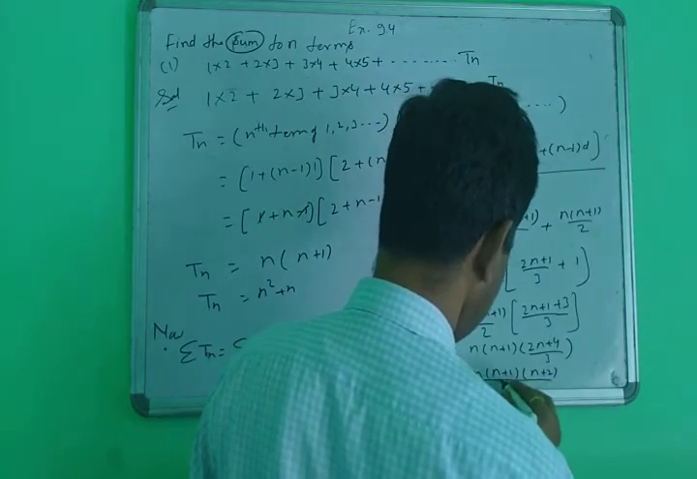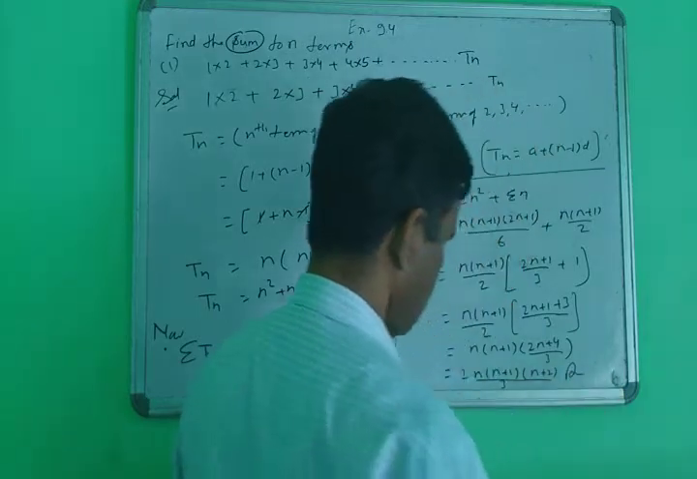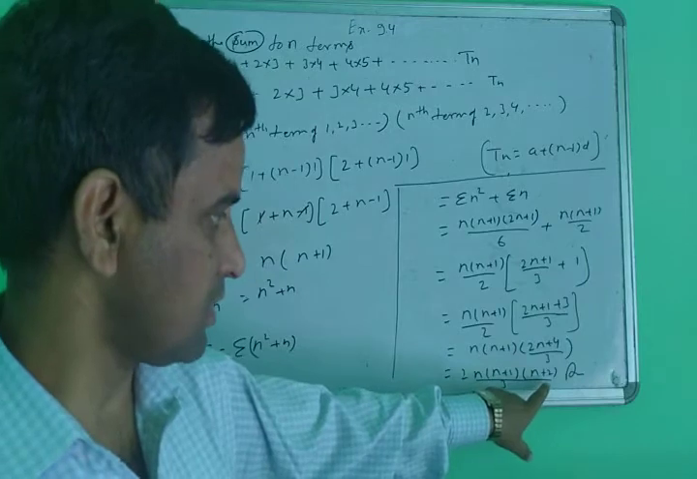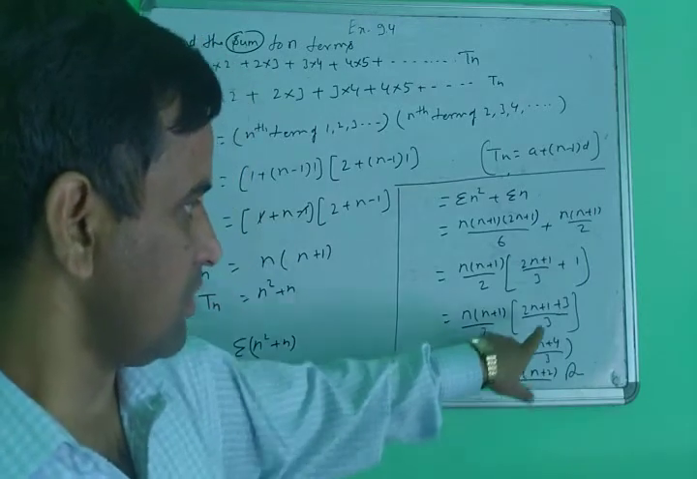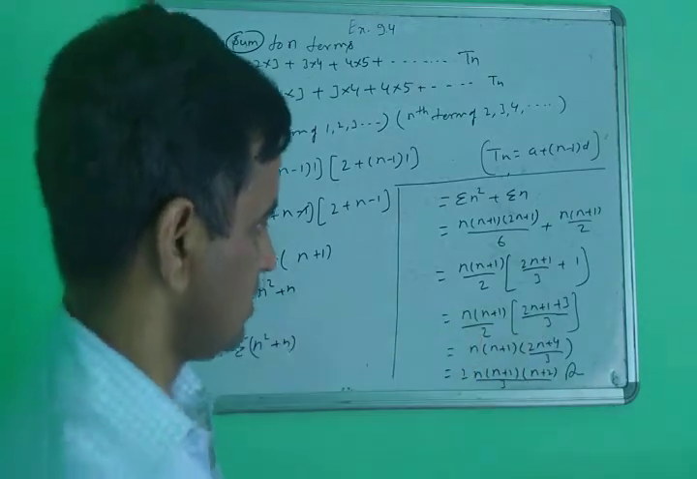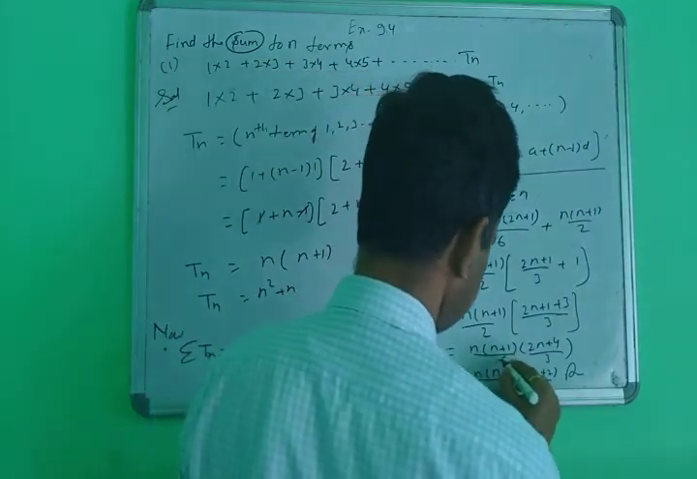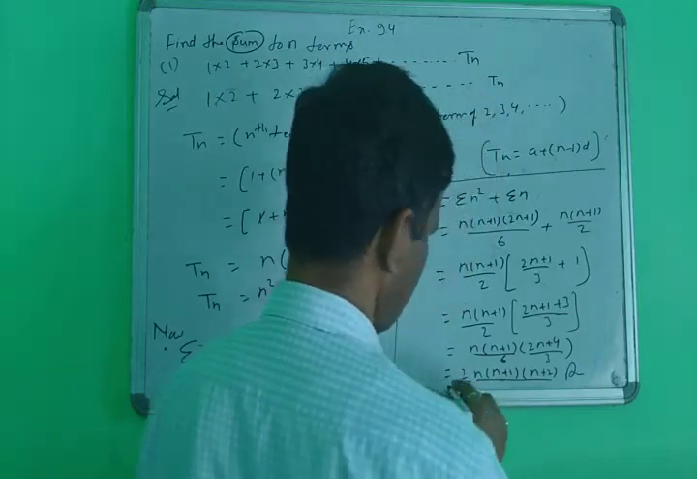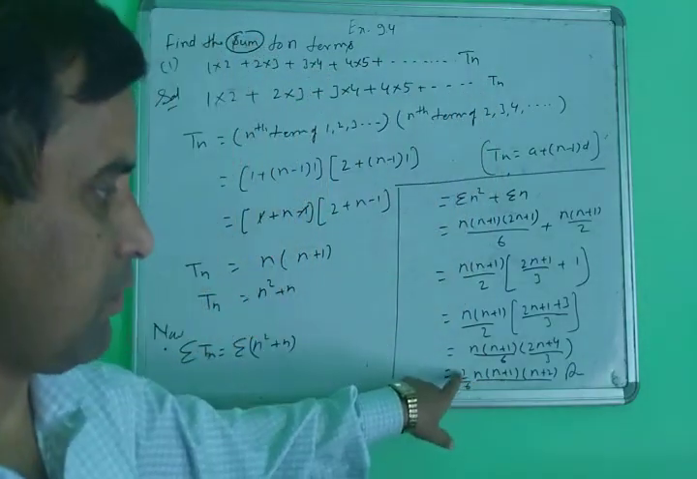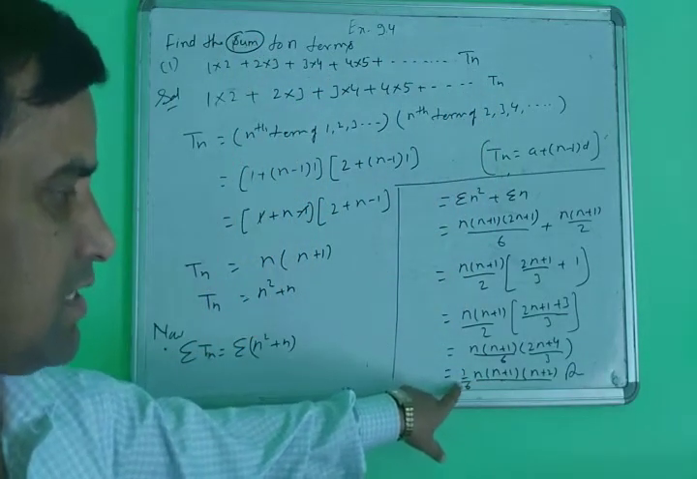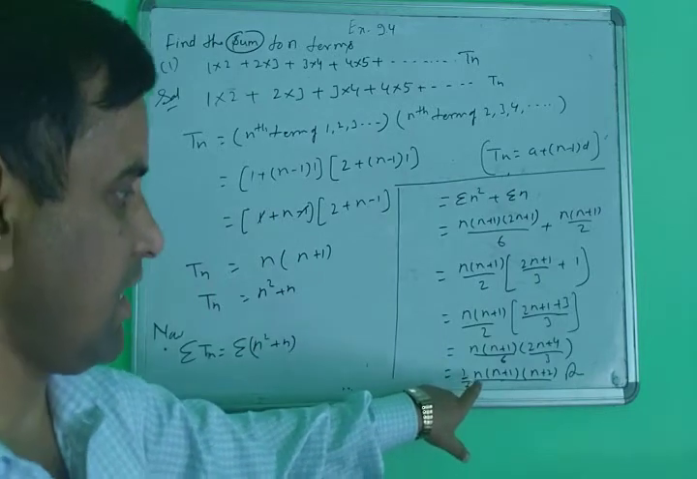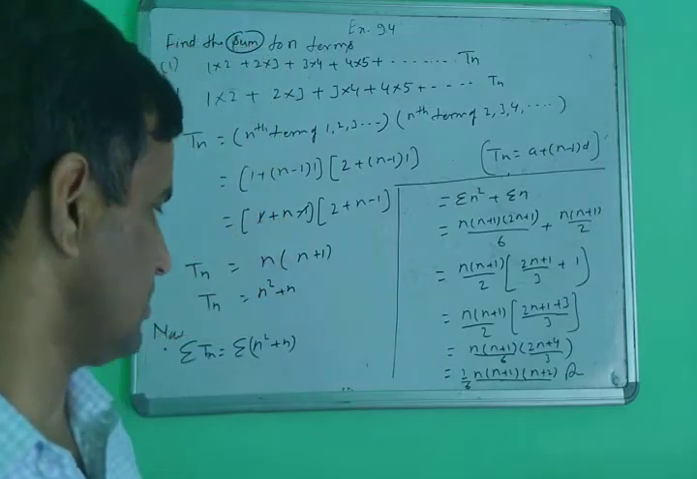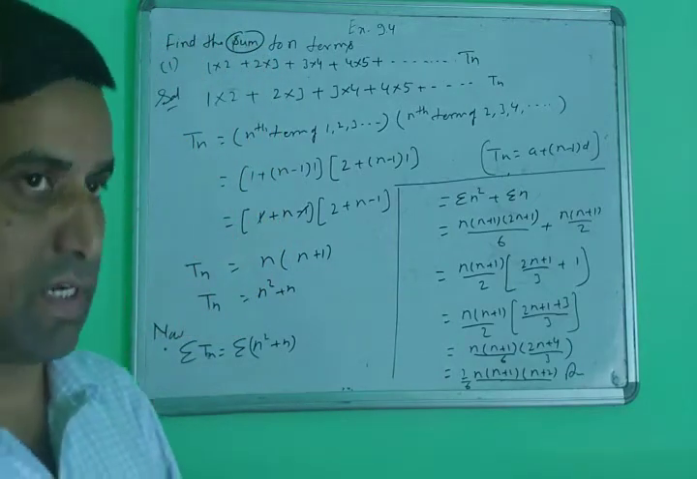This is your answer. What is your answer? n into n plus 1 into 2n plus 4 upon 3 into 2, because this 3 and this 2 make 6, so it is 2 upon 6. You simplify: 2 ones are 2, 2 threes are 6, so 1 by 3. So the answer will be 1 by 3 into n, n plus 1, n plus 2. According to this way you will solve the questions. Yes, note it down, then the next questions.